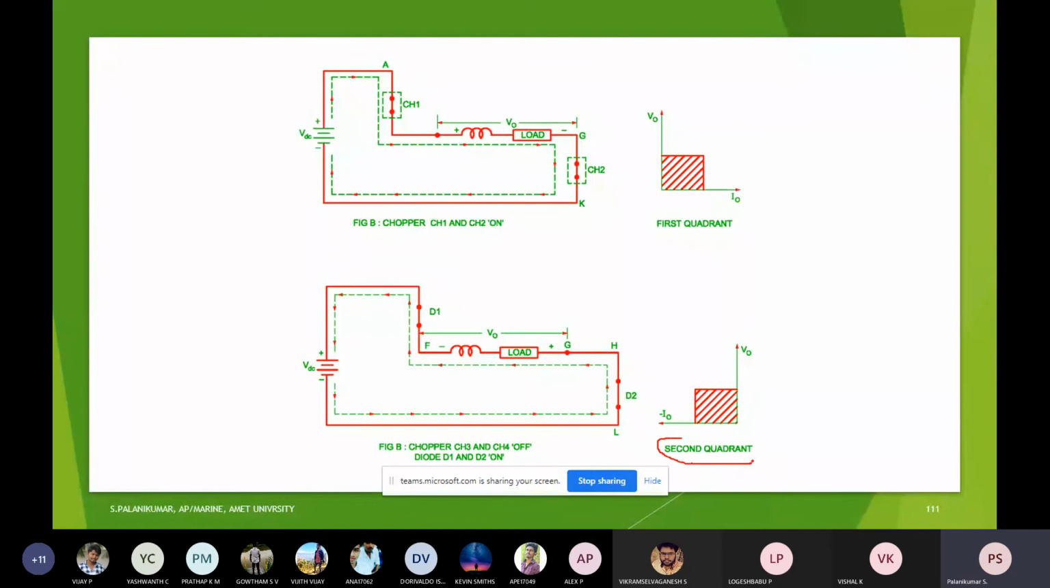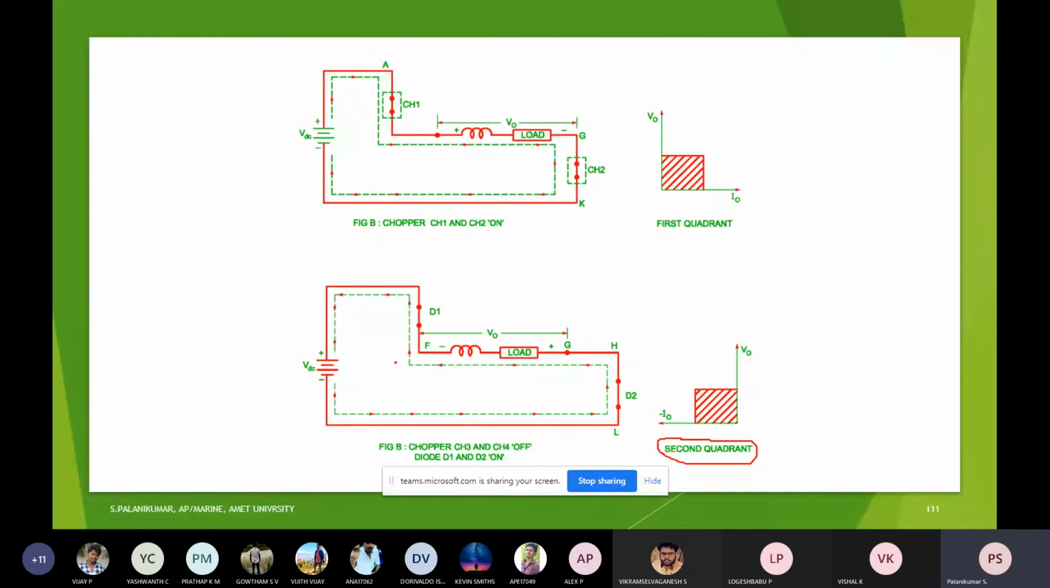During the second quadrant, what is happening? I switch off the chopper, and because of that the diode gets forward biased. You see the potential now is plus minus; V naught has changed to minus plus. Because of that, the current is flowing in this direction.